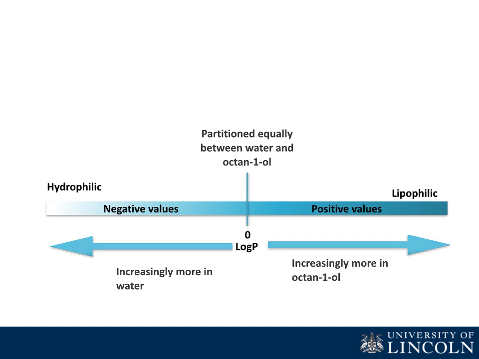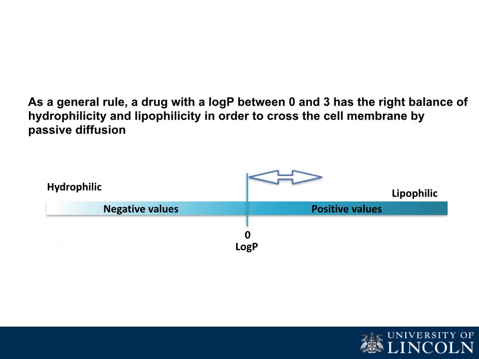Now, as a general rule, if you have a log P between 0 and 3, it will have the right balance of hydrophilicity and lipophilicity in order for it to cross the cell membrane by passive diffusion. Now, this is not an absolute value. Drugs with log P's outside of 0 to 3 can still cross the membrane. It's just that these are the ideal conditions between 0 and 3.